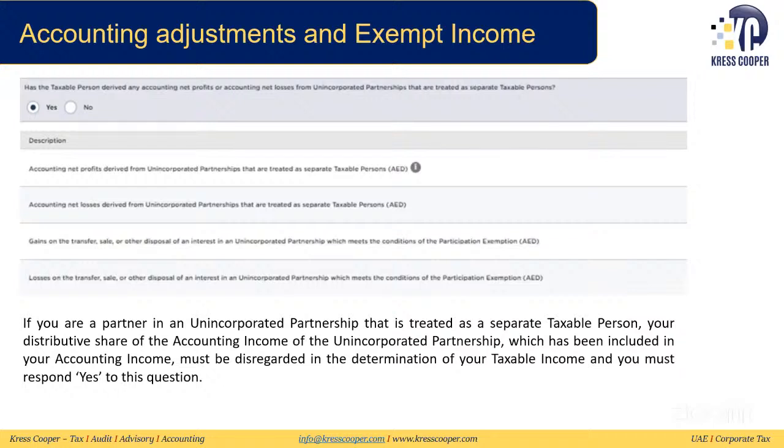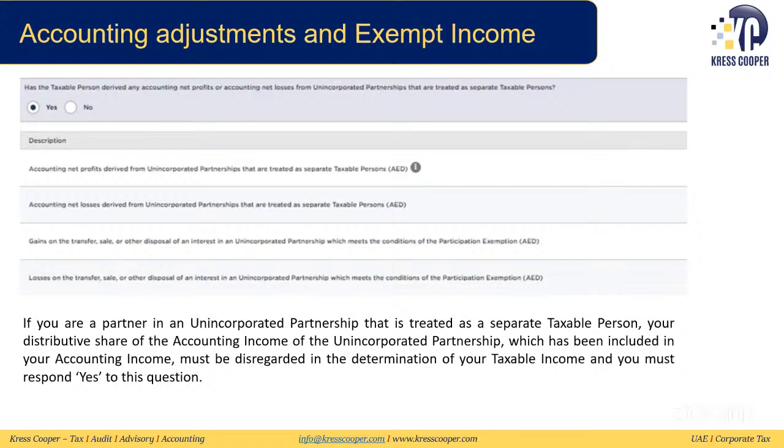Now it is asking, has the taxable person derived any accounting net profit or accounting net loss from unincorporated partnerships that are treated as separate taxable persons? We discussed at the start of this webinar that unincorporated partnerships are not treated as separate taxable persons, but they are fiscally transparent, and the partners are the ones who are taxed. But they can apply to the FTA to be treated as a separate taxable person. So here they are asking if such an application has been made and you are deriving income from such an unincorporated partnership, which is treated as a separate taxable person. You will have to mark it yes or no.